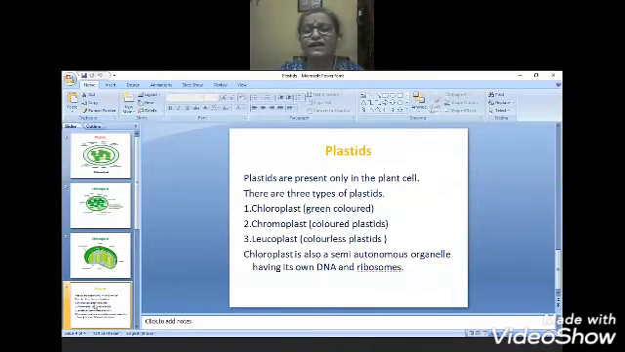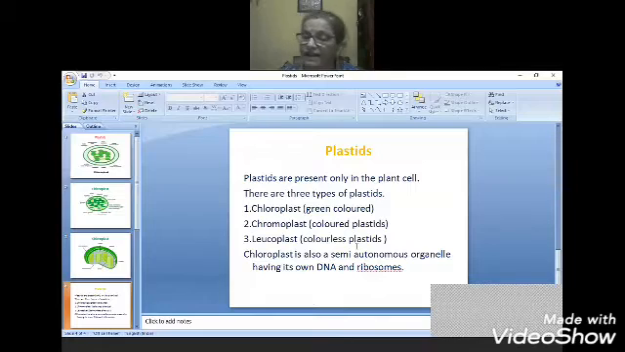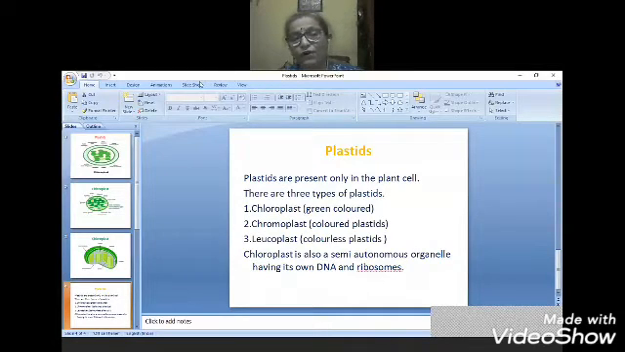Let us see this. So there are three types of plastids: chloroplast, chromoplast, leucoplast. Chloroplasts are green color, chromoplasts are colored plastids, and leucoplasts are the colorless plastids. And they are called semi-autonomous organelles because they can synthesize their own copies.